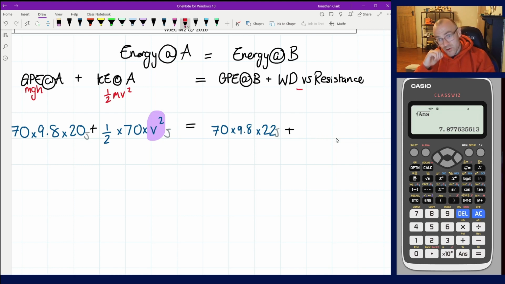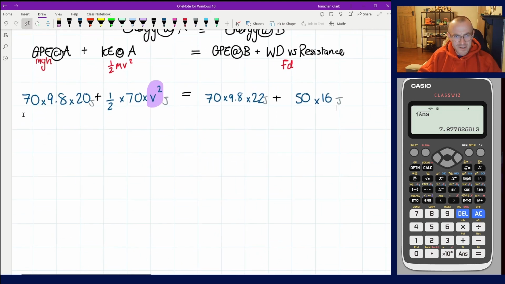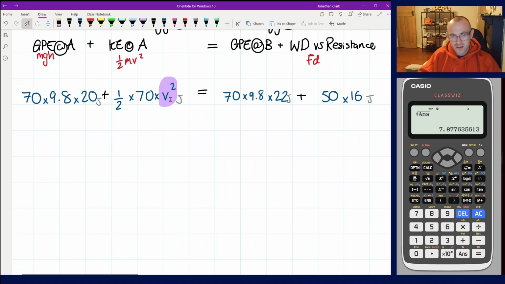So that might jog your memory to work done, which does produce a quantity in energy terms, then in joules. That is going to be the force, which is 50 newtons, multiplied by the distance traveled along the curve, 16 meters. And that will give indeed a quantity in joules. So when I zoom out on this, apart from V, which I'm going to need to work out, I know every other quantity, I have a numerical value for it all. So into the calculator it goes.